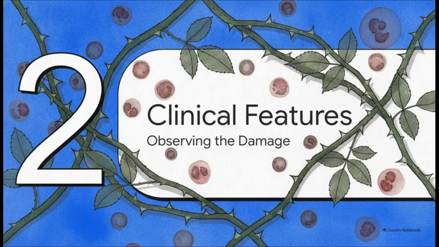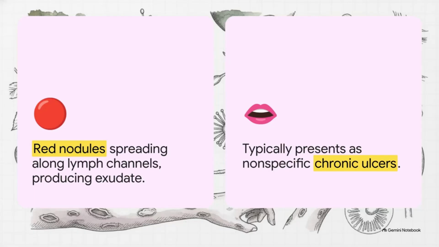Moving on to section 2, clinical features, basically observing the damage. Now here is a classic board exam distinction that trips up a lot of dental students. You have to understand the drastic difference between the skin presentation and the oral presentation. On the skin, the lesions are actually relatively straightforward because they follow a visible roadmap. They appear at the inoculation site and classically spread right along the lymphatic channels of the arm or leg. They form these red nodules that subsequently break down and produce an exudate.